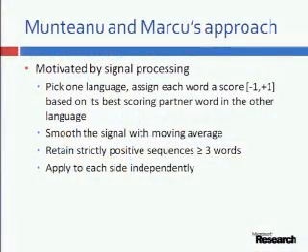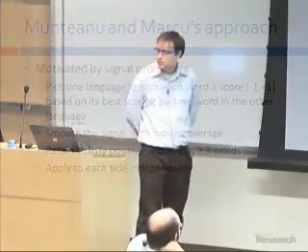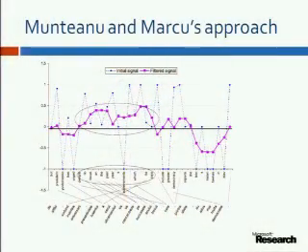So let me spend just a moment talking about Munteanu and Marcu's approach. So it's motivated by an idea in signal processing. The idea is that we can again get some notion of translational equivalence and give words a score between -1 and +1, which indicates the strength of belief that that word has a corresponding translation in the other side. Let me go to the graph. It's a bit more clear.